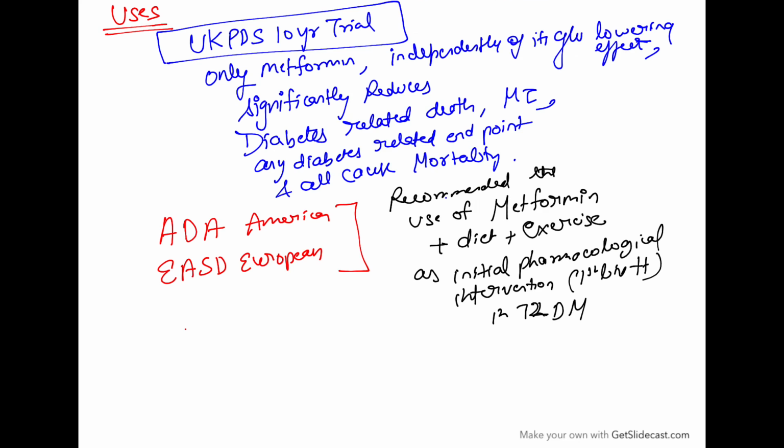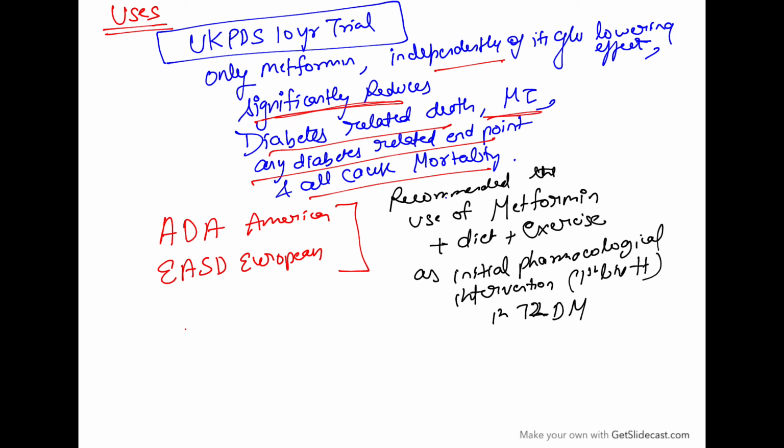There are interactions with drugs like cimetidine and furosemide; they compete with metformin excretion and increase the toxicity of metformin. Now, coming to the uses, first we need to know about a very famous trial, the UKPDS 10-year trial. In this trial, it has been shown that only metformin, no other drug, independent of its glucose lowering effect, significantly reduces diabetes related deaths, myocardial infarction, any diabetes related endpoint, and all-cause mortality in a diabetes patient.